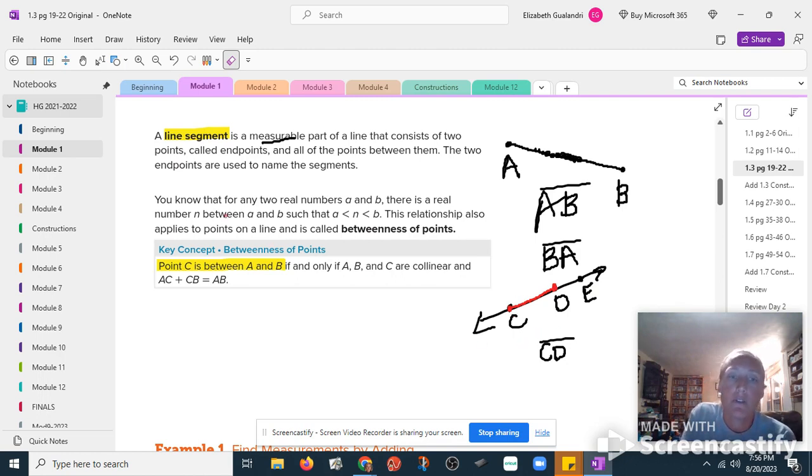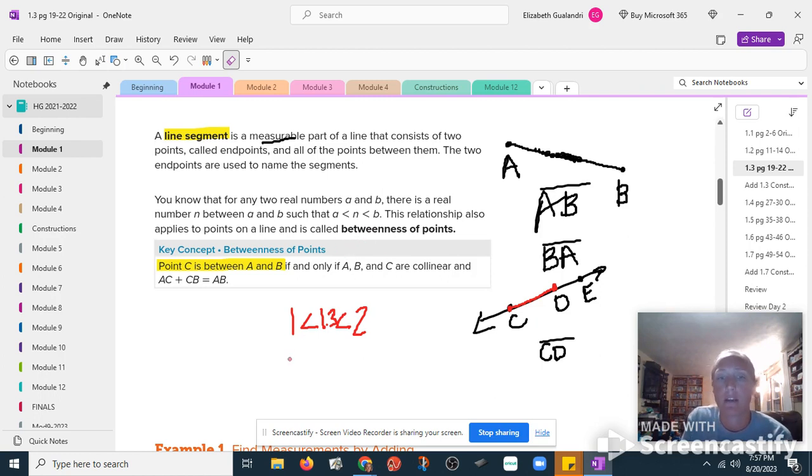Okay. You know that for any 2 numbers, A and B, there's a real number n between A and B such that A is less than n, which is less than B. So it's just talking about that idea of even if you have the numbers 1 and 2, there is something that's between them. So for instance, like 1.3 is between them and lots of other things. This relationship also applies to points, and it's called betweenness of points.